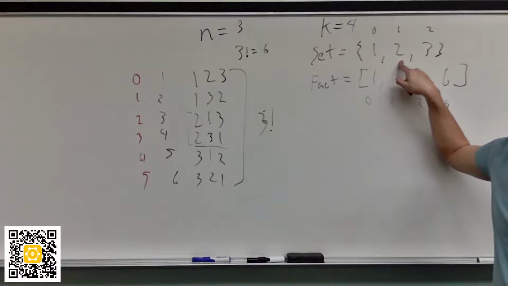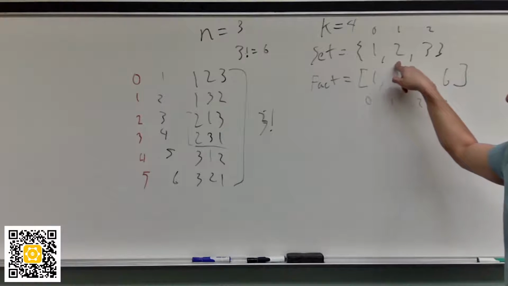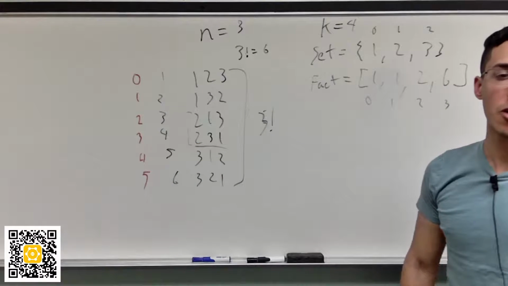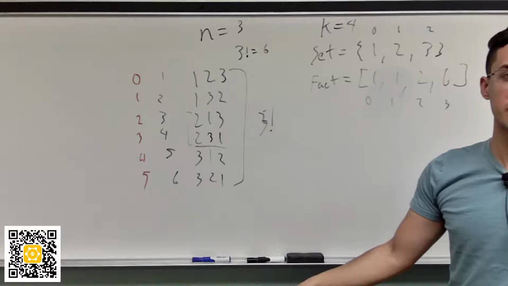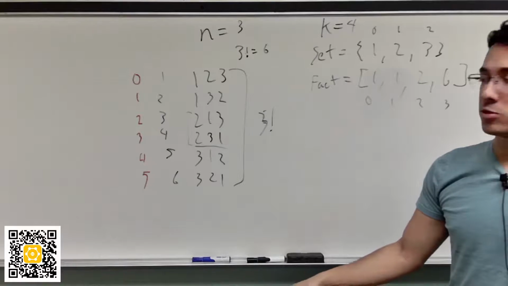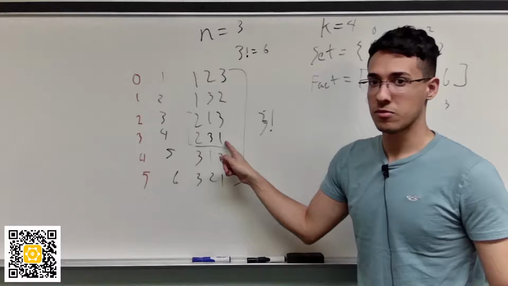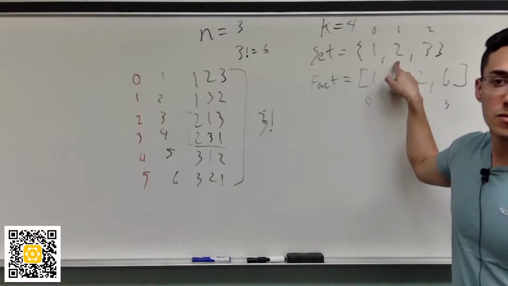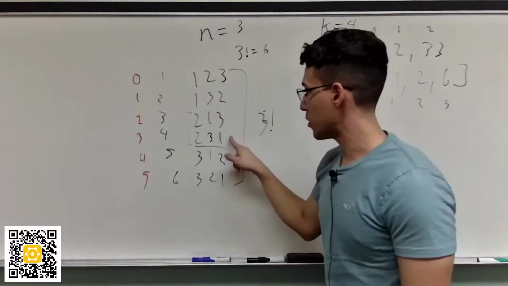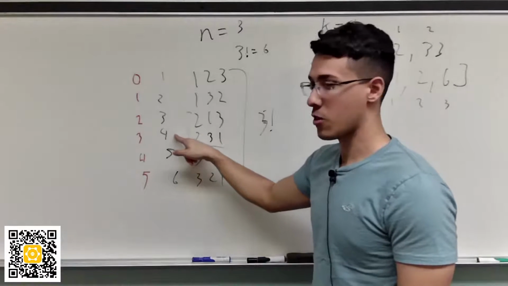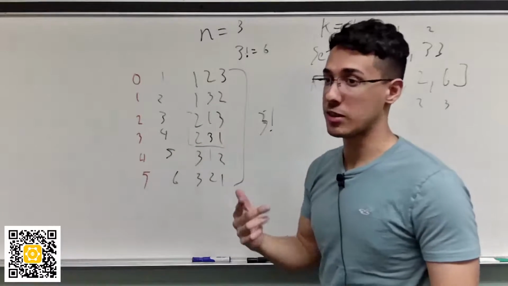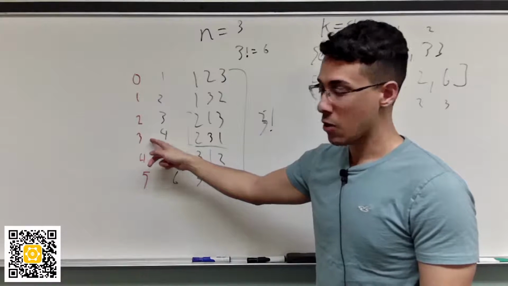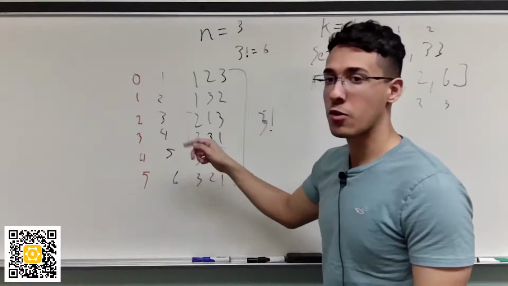I want to turn this 3 into a 1. Why do I want to do that? Any ideas of why I want to turn this 3 from this one into this 1 in the set? Can you repeat your question again? Because we're trying to get this one, right? And the index is 4, k is 4. But if you want it 0 indexed, we subtract by 1 and we get 3, right? What is 3 divided by factorial of n minus 1, which is 2?